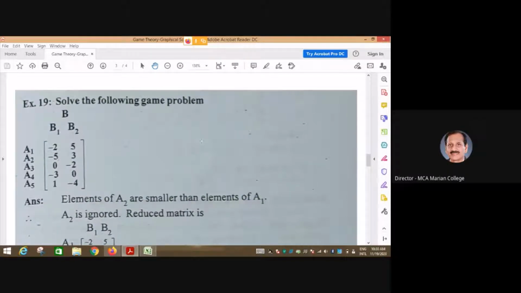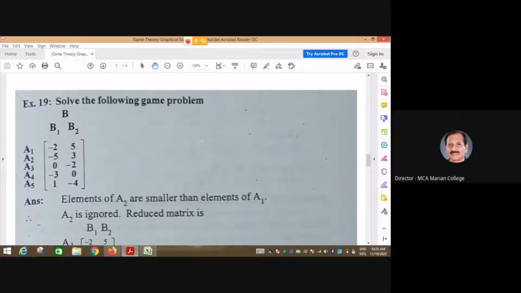Now this is the problem we are going to solve. Solve the following game problem. We have 2 players A and B, and A has got 5 strategies, namely A1, A2, A3, A4, and A5, whereas B has got 2 strategies, B1 and B2. So the values are given there.